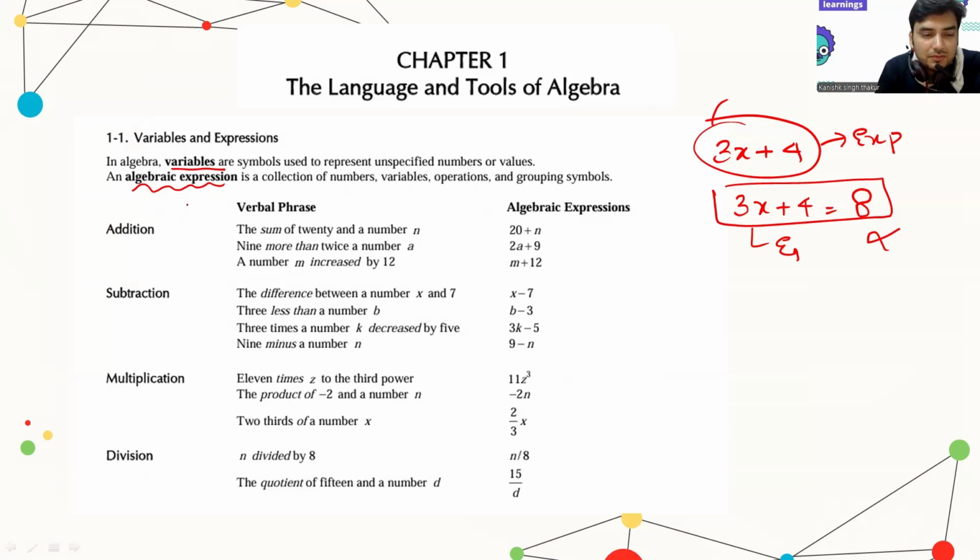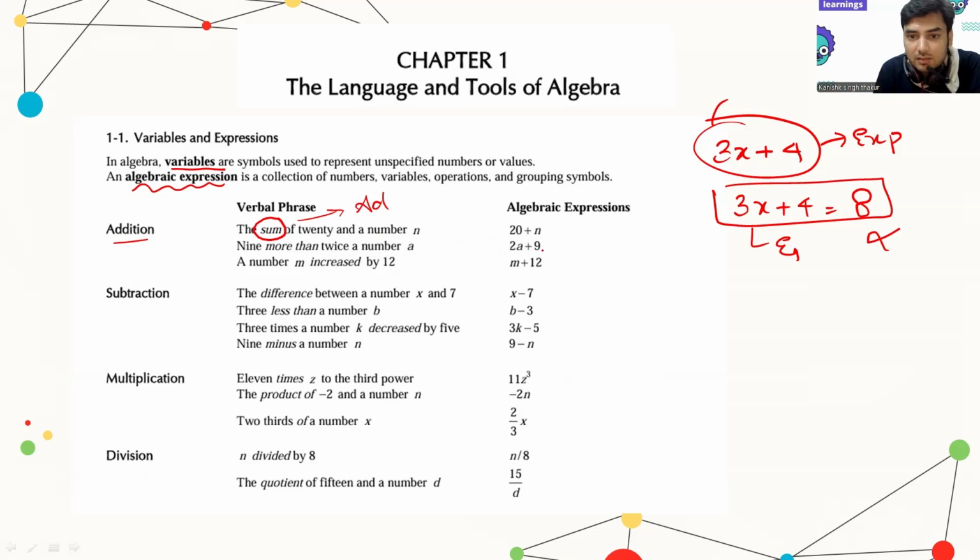Now, verbal phrases, addition. These are the keywords given. You have to guess them from the question. The sum of 20 and 10. So the rule of vocab is here: sum means you have to do addition, right? Whenever sum is coming, you have to do addition.